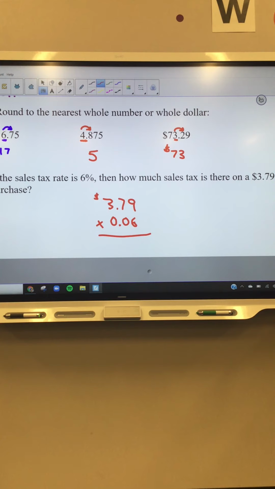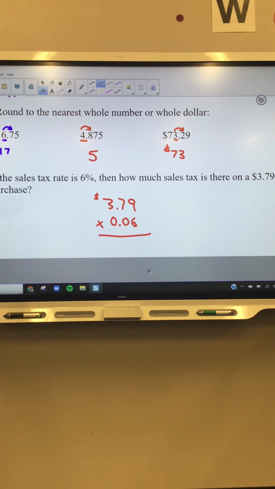Sam? Before you start the multiplication algorithm, can you give me an estimate of what this might be? If we come up with something that's $49, that's not right. What's a close approximation? And how would you get there, Jenna? $2, too high or too low? So it's going to be more than $2? 6% is just a small part of $3.79. What do you think, Sam?